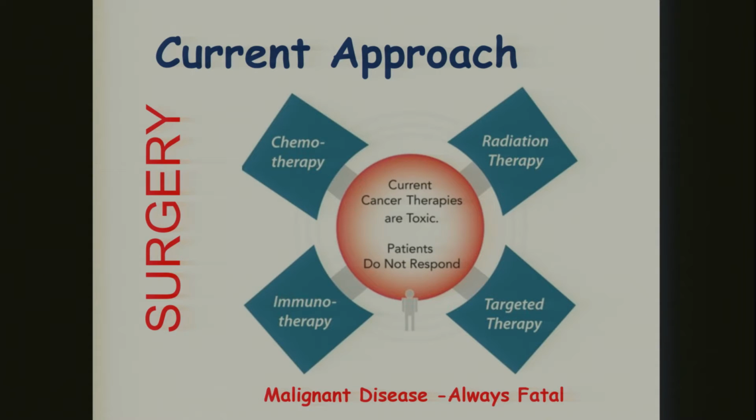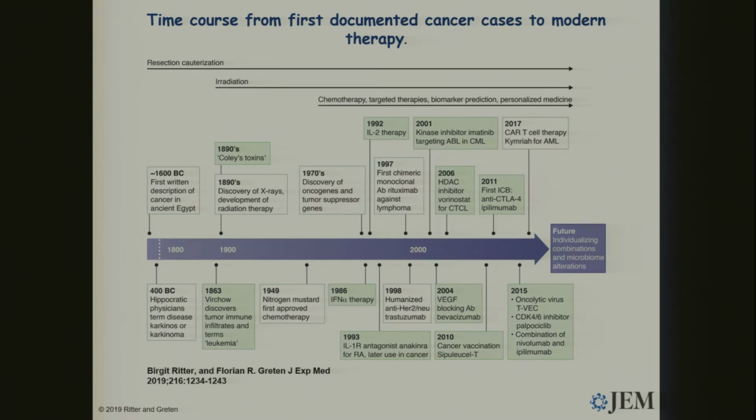Targeted therapy has already come into the picture. Many of them have been approved by the FDA, and immunotherapy is also another important regimen in controlling this. But I can tell you, malignant disease is always fatal. Once the tumor has metastasized, that's a death sentence.